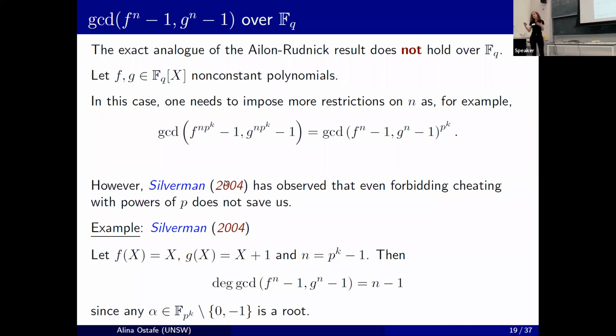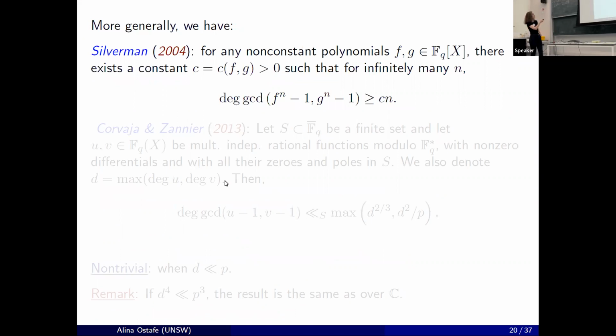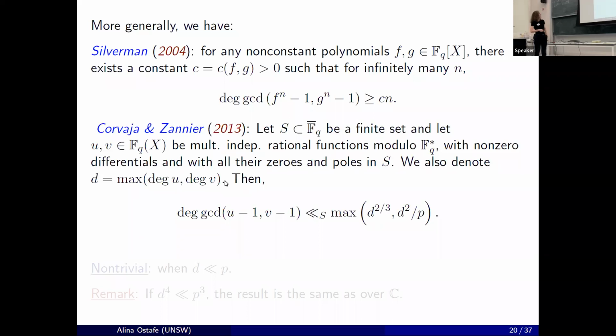And Silverman generalized this example to every polynomial f and g and more general exponents. And he showed that for any non-constant polynomials f and g, there exists a constant that depends on f and g, such that the degree of the GCD grows with n for infinitely many n. So we do not have a uniform bound in this setting.